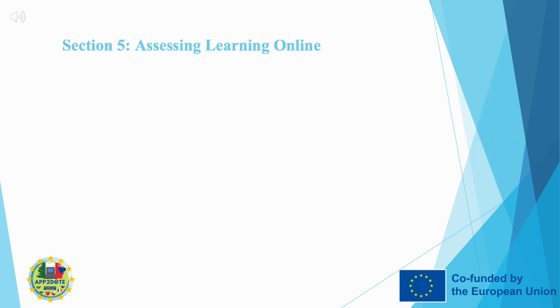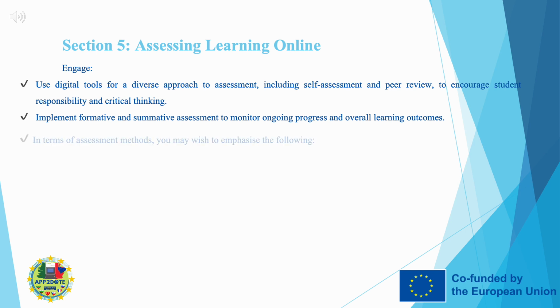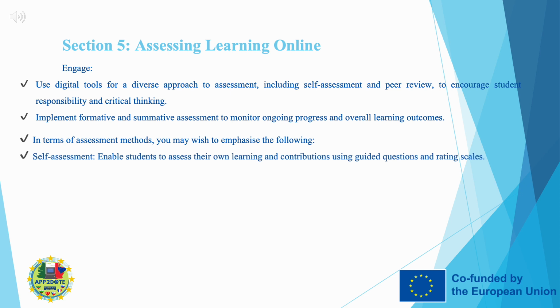Section 5. Assessing learning online. Engage. Use digital tools for a diverse approach to assessment, including self-assessment and peer review, to encourage student responsibility and critical thinking. Implement formative and summative assessment to monitor ongoing progress and overall learning outcomes. In terms of assessment methods, you may wish to emphasize the following: self-assessment enables students to assess their own learning and contributions using guided questions and rating scales.